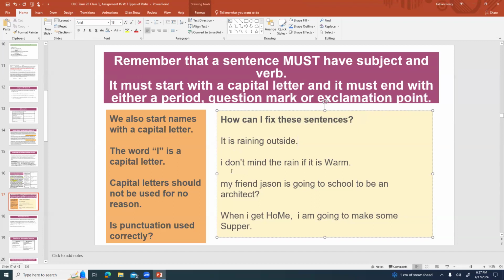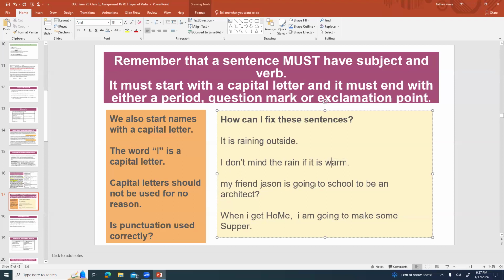I don't mind the rain if it is warm. Okay. The word I has to be a capital and it's at the beginning. So both times it has to be a capital. Now, warm, there's no reason for warm to be a capital. Okay. It's not a name. It's not the beginning of a sentence. So it can just stay lowercase.